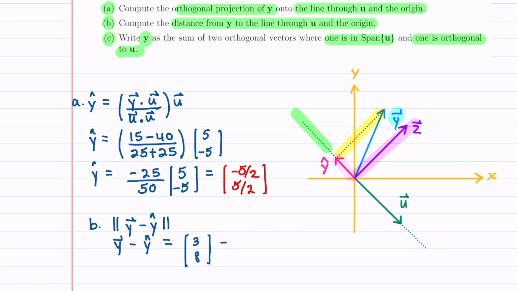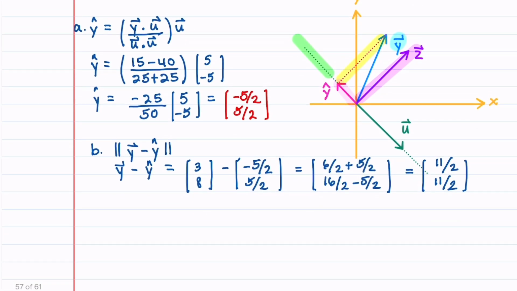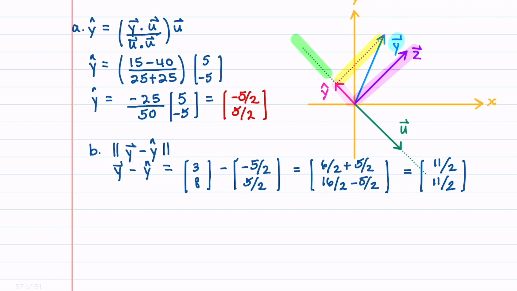And then we're going to subtract the vector that we just found, which was y hat, minus 5 halves and 5 halves. So this vector is 6 over 2 plus 5 over 2 up top. And then we can make this a 16 over 2 minus 5 over 2 on the bottom. And this gives us an answer of 11 over 2. And then 16 minus 5, another 11 over 2. Now that we have the vector, we can go ahead and find the magnitude.